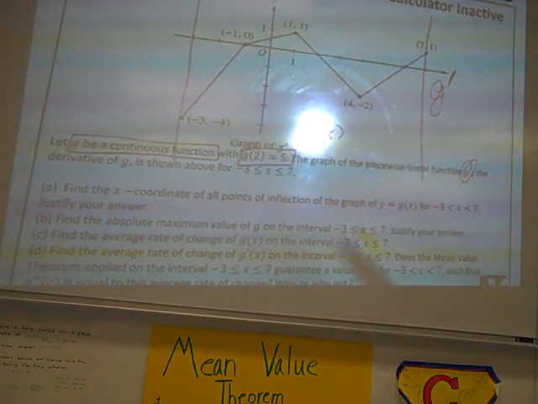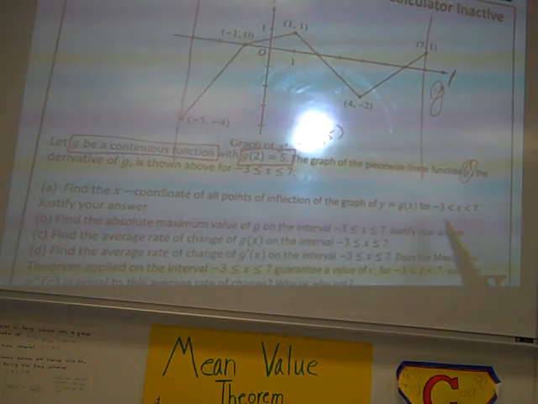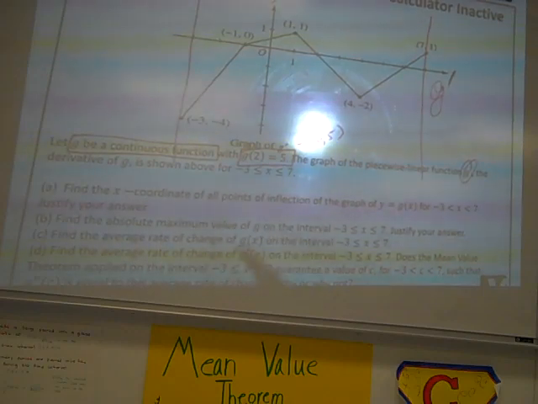In part A, we're asked to find the x-coordinate for all points of inflection of the graph of y equals g of x on that interval. Part B, we want to find the absolute maximum value of g on that closed interval. Absolute maximum, that's going to take some work. C, we want to find the average rate of change on the interval -3 to 7. And D, we want to find the average rate of change of g prime on that same interval. And then we need to actually answer the question, does the mean value theorem applied on that interval guarantee a value of c such that g double prime is equal to this average rate of change? Why or why not?